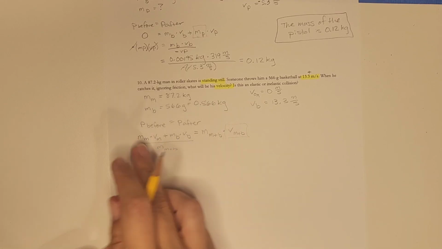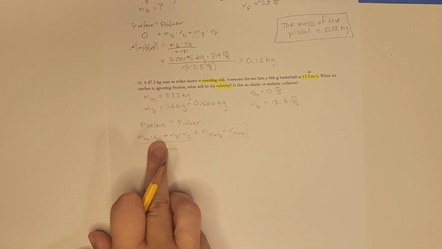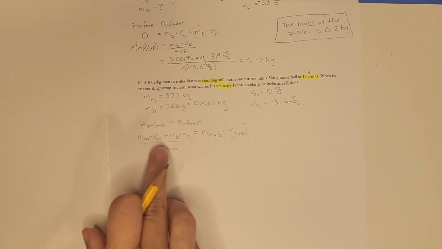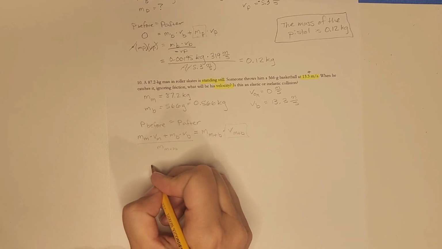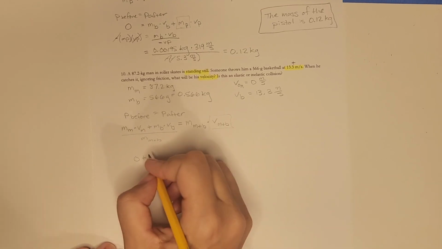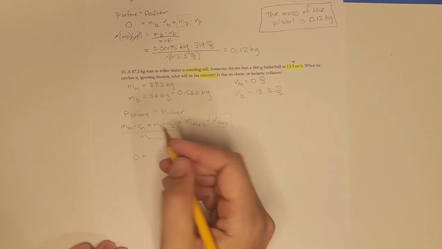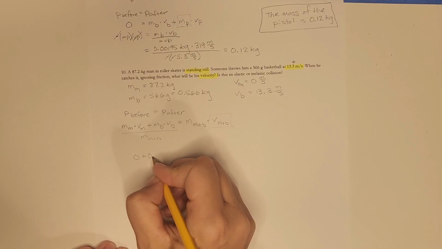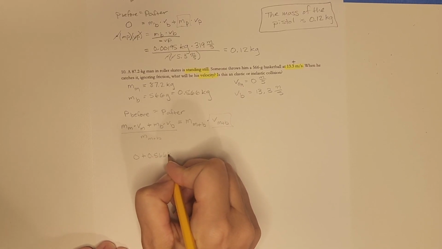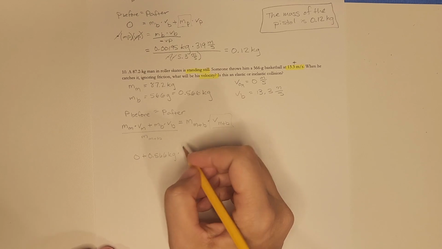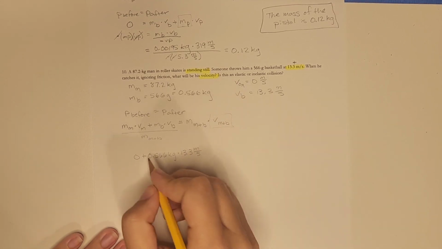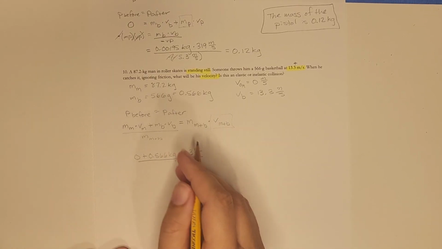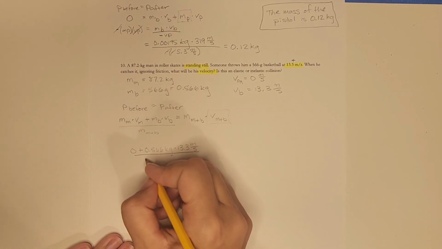So mass of our man times the velocity of our man. We're going to do a little shortcut here. This velocity of our man is 0. The mass of our man doesn't matter. So this in total is 0. Plus our mass of our ball is 0.566 kilograms times the velocity of our ball, 13.3 meters per second, and dividing this by the mass of the man plus the ball.